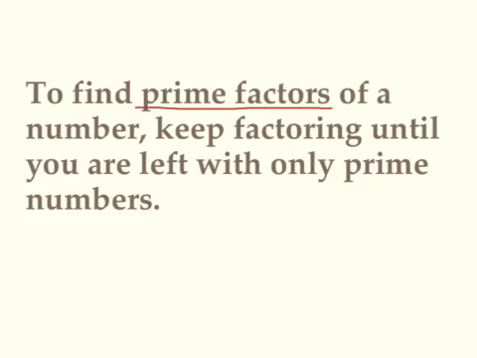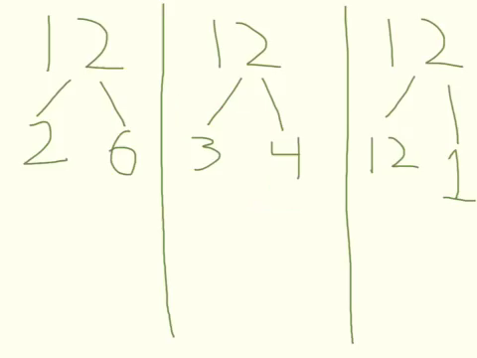Now to find prime factors of a number, we keep factoring until we are left with only prime numbers. So let me give you an example of what I mean. Let's think back again to the number 12. There are 3 ways we can multiply 2 numbers to get 12. They are 2 times 6, 3 times 4, and 12 times 1.